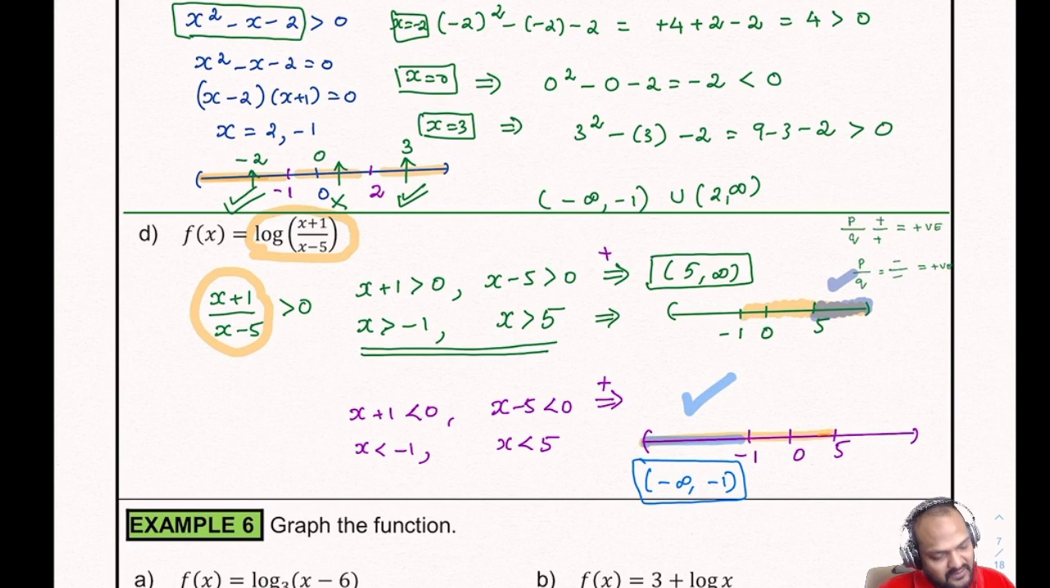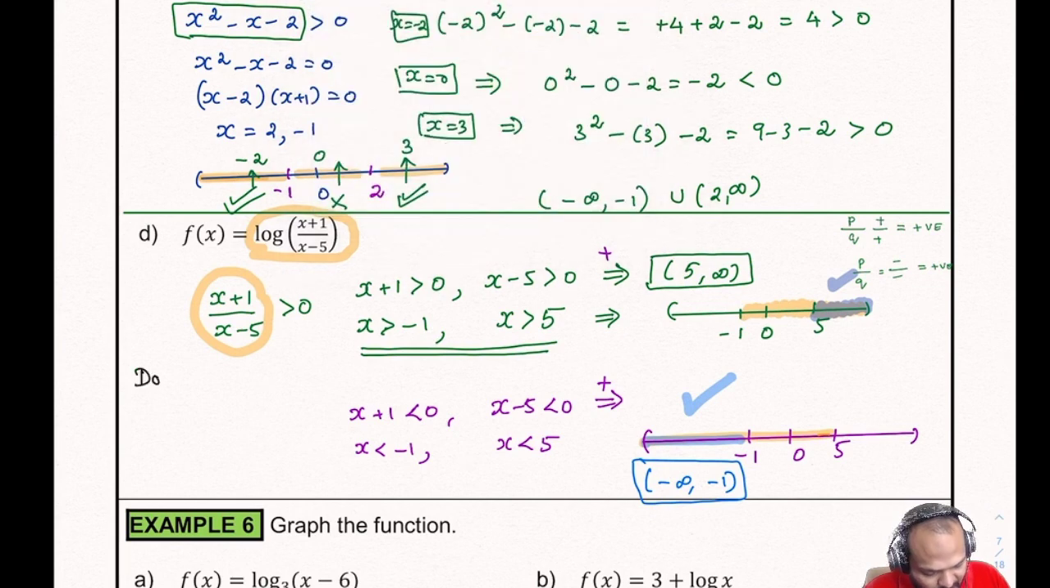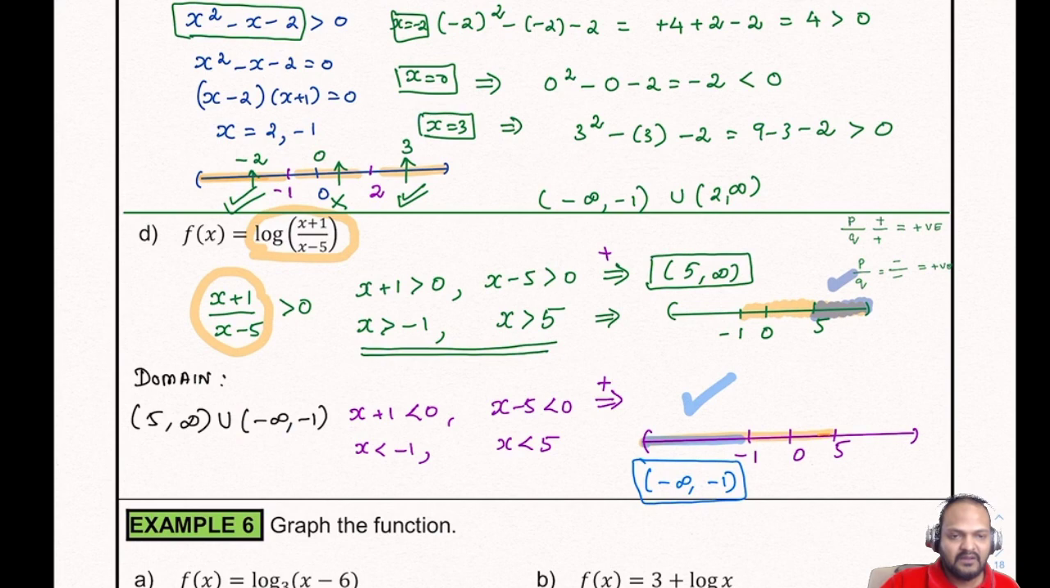So we have to combine these two together. Therefore the domain, let me use a different color, the domain in this case would be 5 comma infinity union -infinity comma -1. This 5 comma infinity comes from there, and then -infinity comma -1 comes from there, right? And that's how we would find the domain of this.